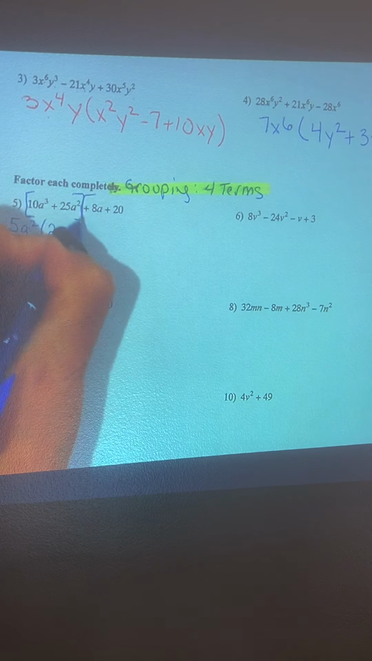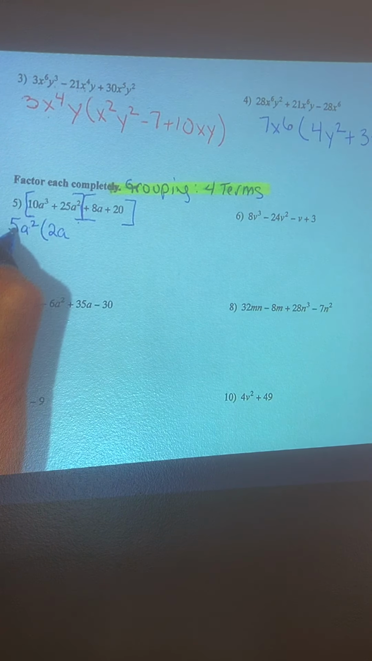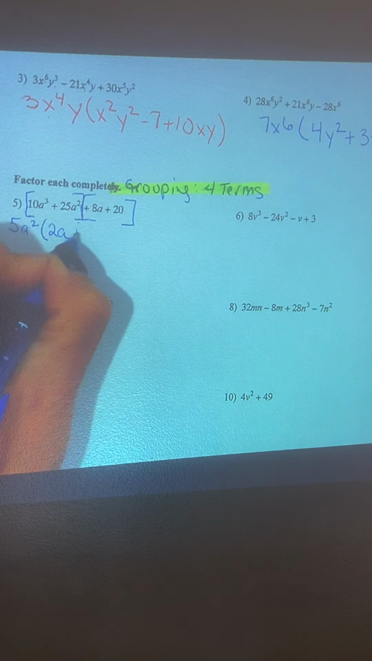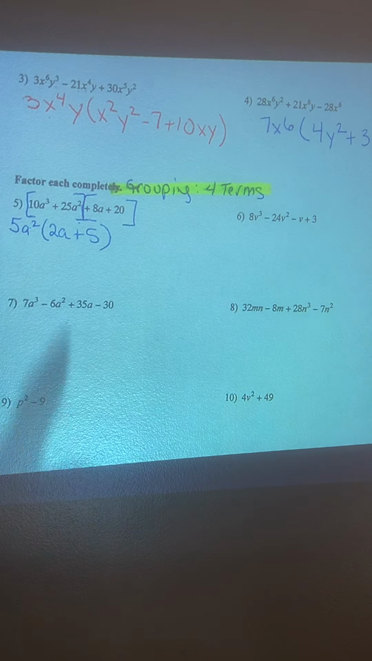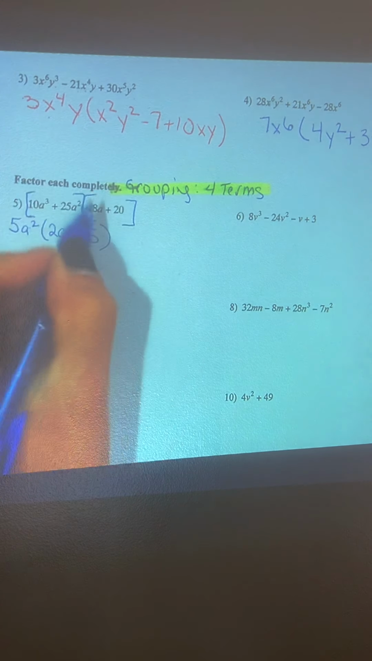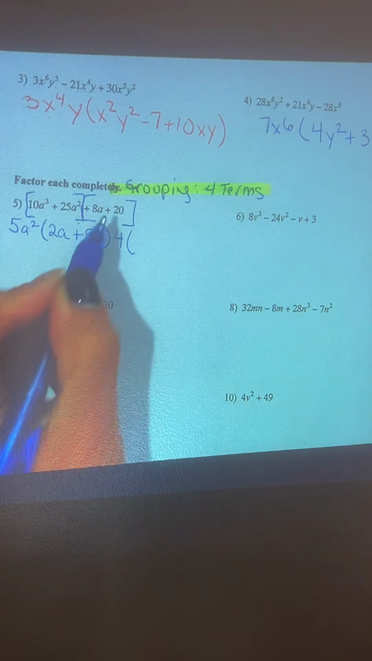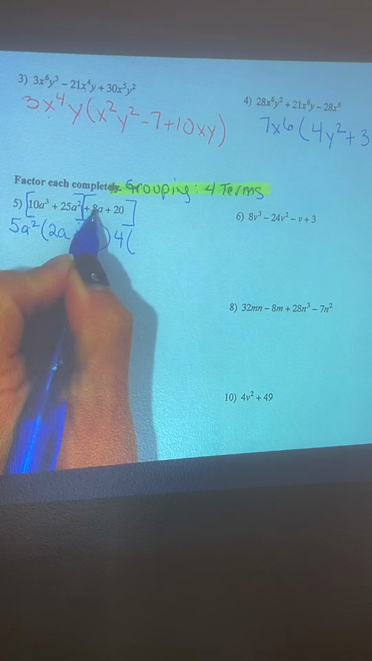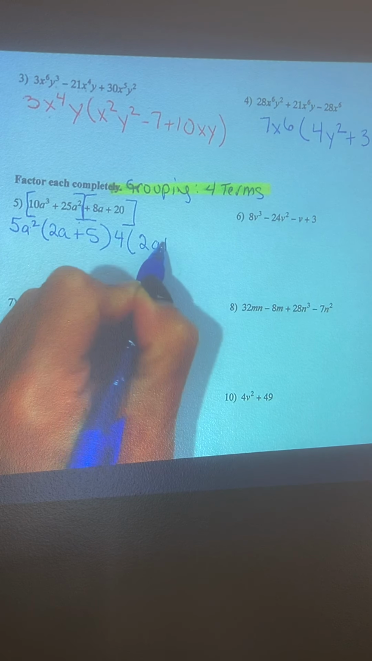Step 1, second part, greatest common factor of this, 5 goes into 25, 5, a squared minus a squared cancel. Next part, greatest common factor of the second 2 is 4. Divide your numbers, subtract your exponents. 4 into 8a goes 2a, 4 into 20 goes 5.